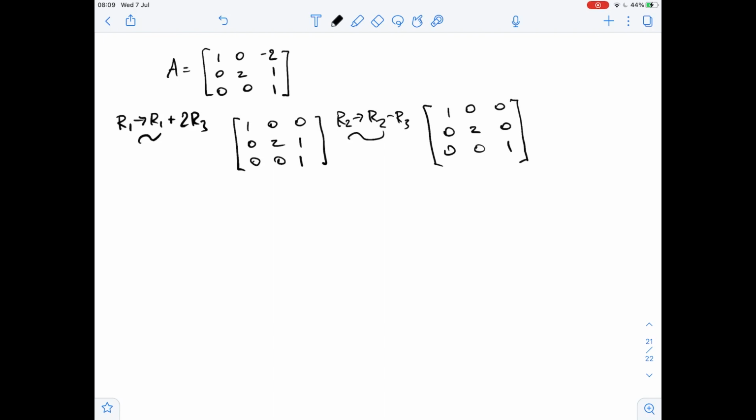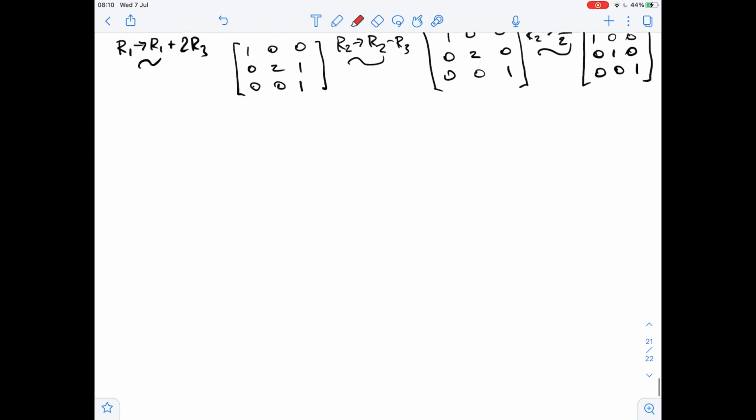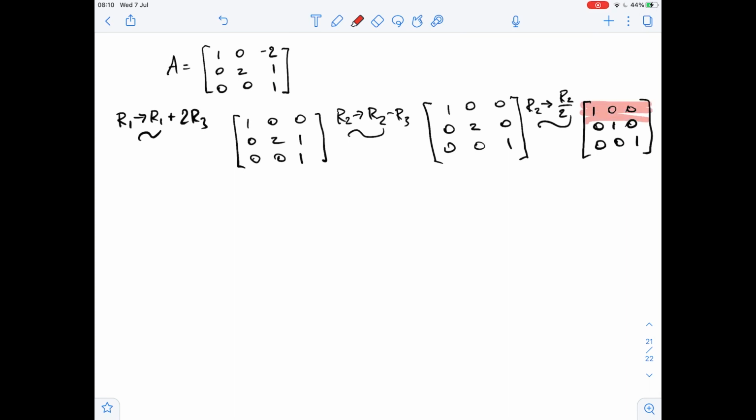And our last step is to divide the second row by 2. So row 2 becomes row 2 over 2. And our matrix becomes 1, 0, 0, 0, 1, 0, 0, 0, 1. And it's the reduced row echelon form of matrix A. So let me highlight it. So it's our reduced row echelon form. Now let's find its inverse.